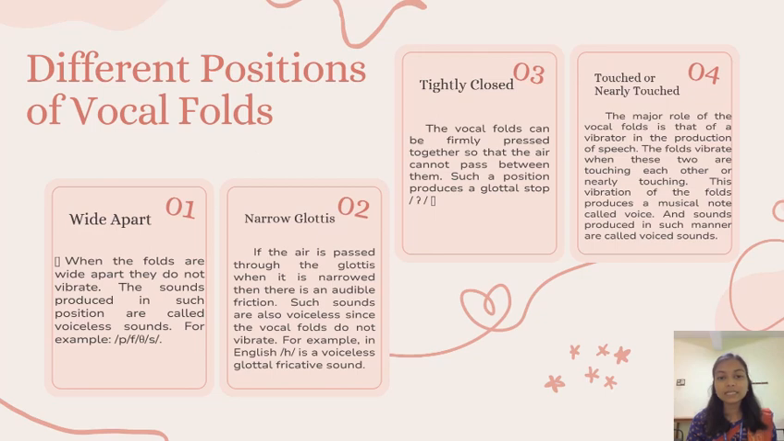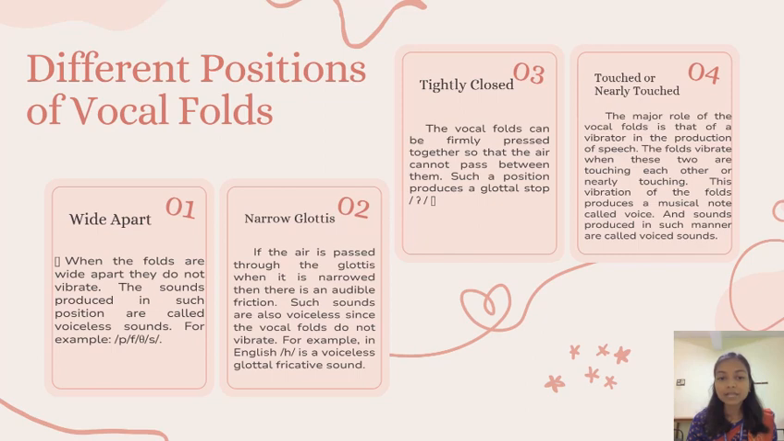So we can see some of the different positions of the vocal cords. First one is wide apart. Second one is narrow glottis. Third is tightly closed. Fourth is touched or nearly touched. When the vocal folds are wide apart, they do not vibrate. When this happens, the sounds produced are called voiceless sounds, for example, th, f, etc.